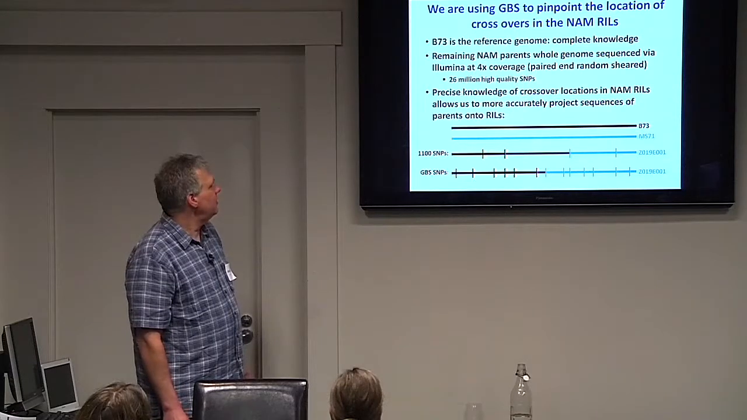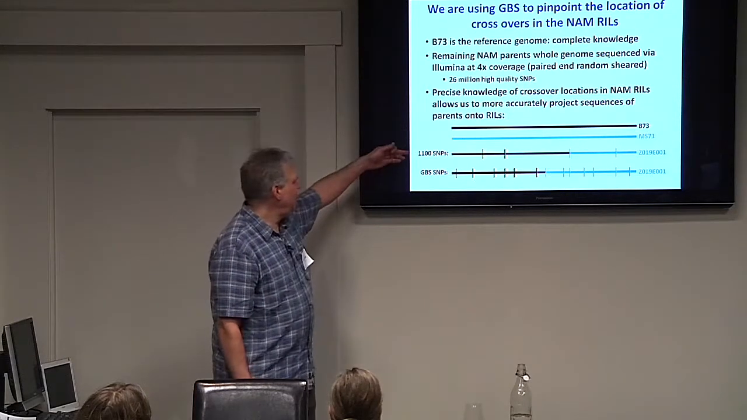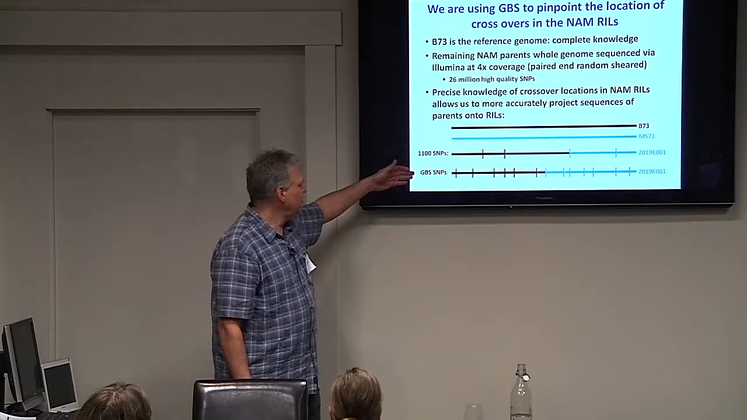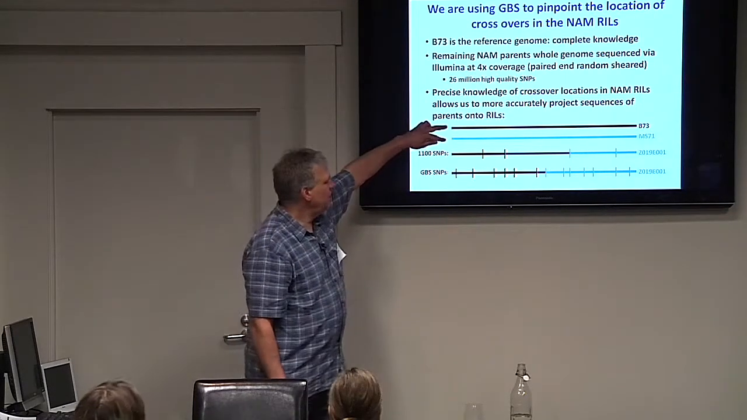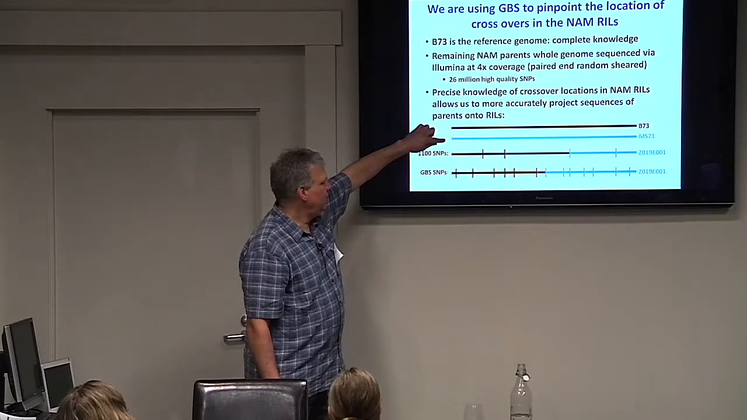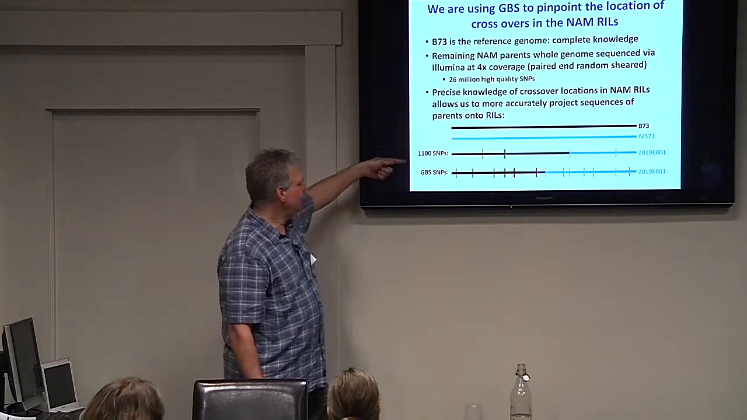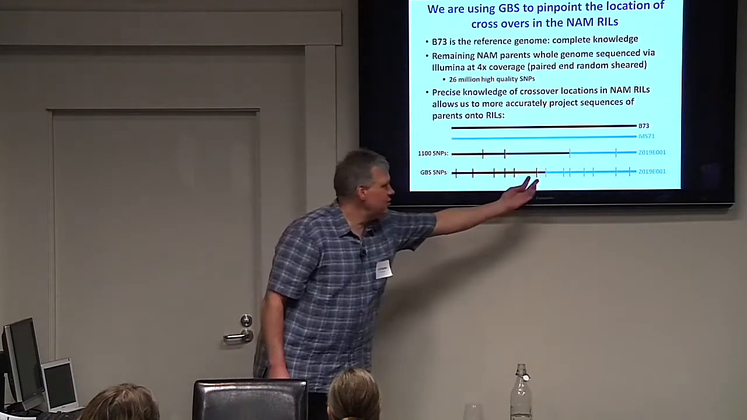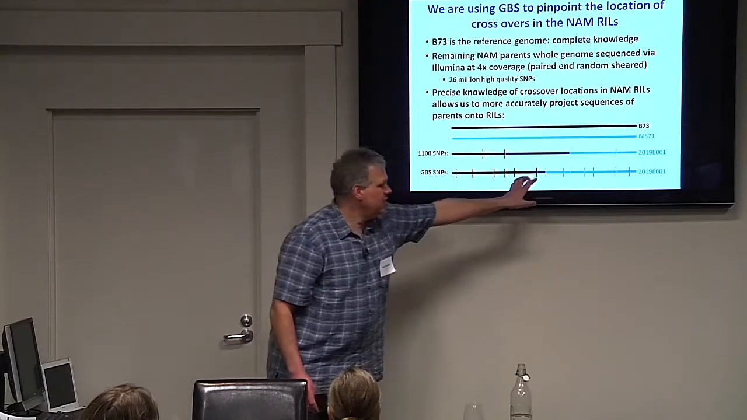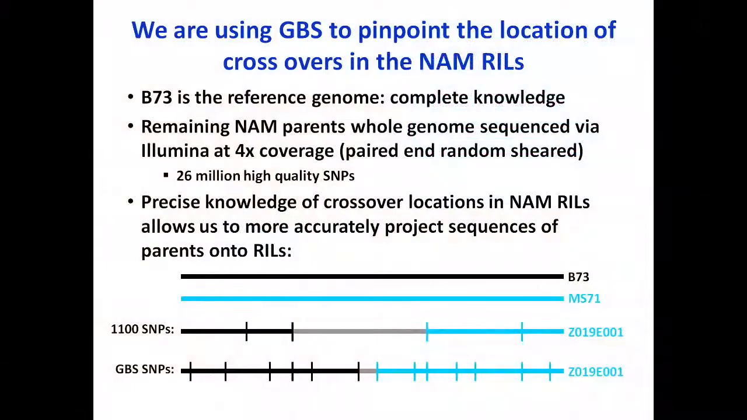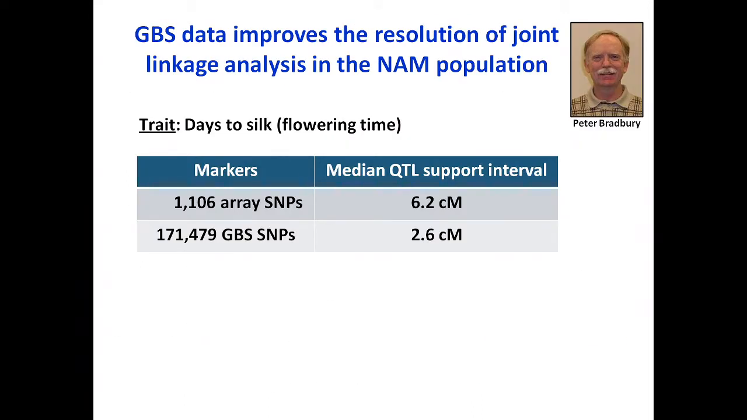We're using GBS to improve upon having these 1,100 SNPs. Now we have many more GBS SNPs. If this were two of the NAM parents, B73 and one of the other 25 diverse lines, and this is one of the RILs with the 1,100 SNPs, with GBS it gives us a higher density so we can pin down where the recombination occurs with more accuracy. This should give us more accurate and precise GWAS within NAM. And Peter has shown that indeed it does. We get higher accuracy, higher precision mapping of QTL.